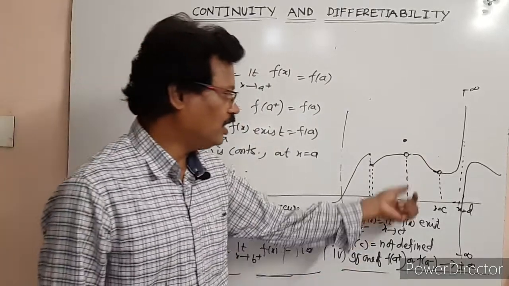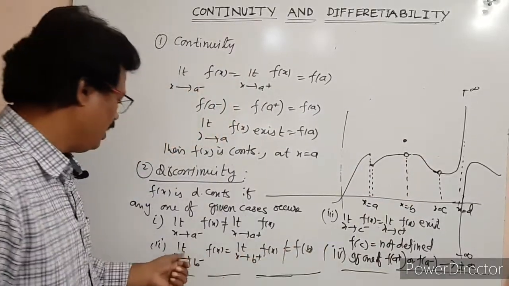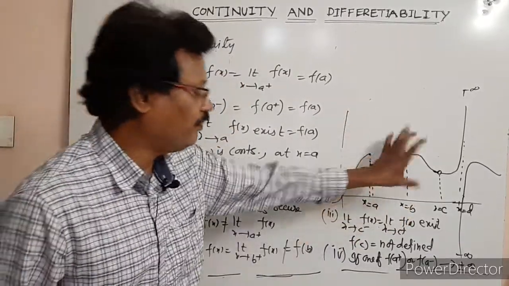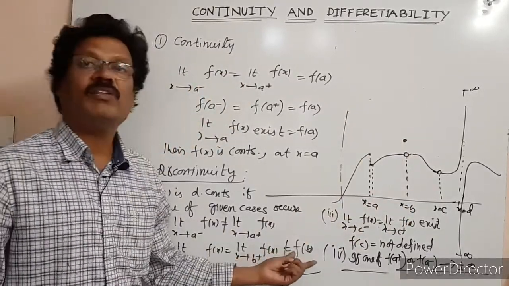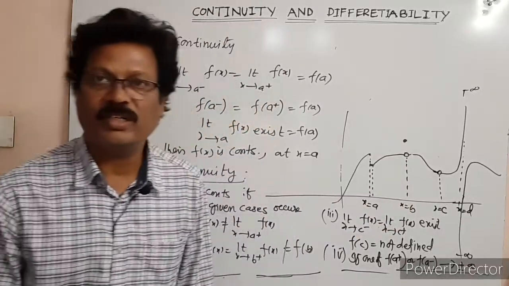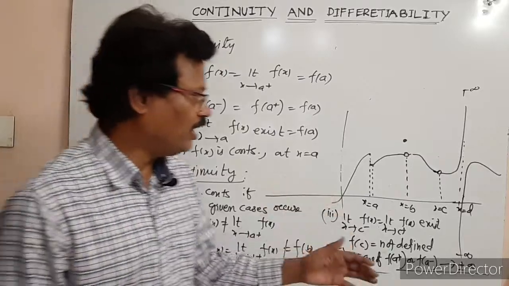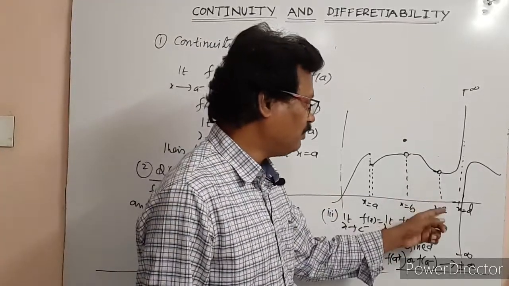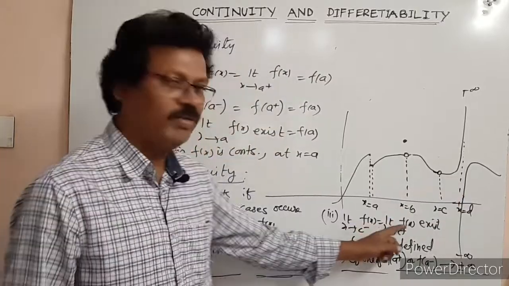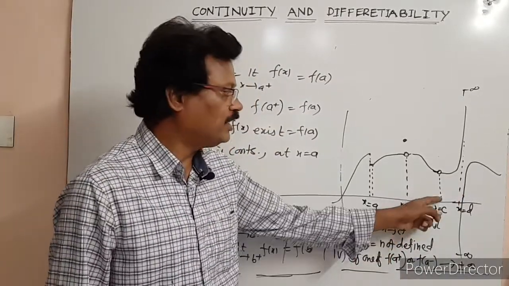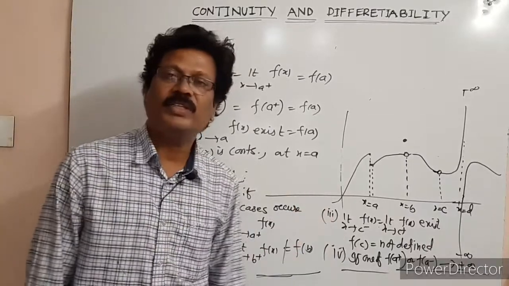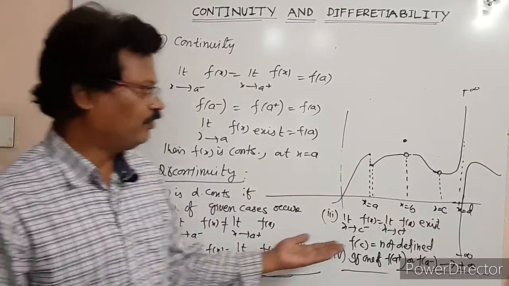Now at x equal to b, the limit exists, left limit is equal to right limit, but f of b is different, therefore the limit is not equal to f of b. Then this is called isolated point of discontinuity. Now here the function is missing at x equal to c. Left limit and right limit are both equal, the limit exists, but f of c is not defined. That is called missing point of discontinuity.